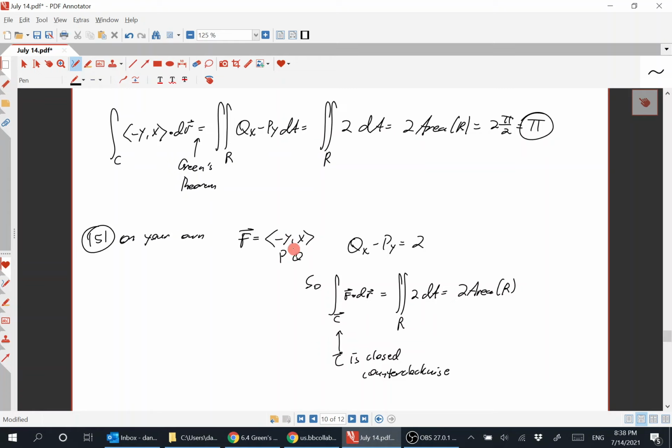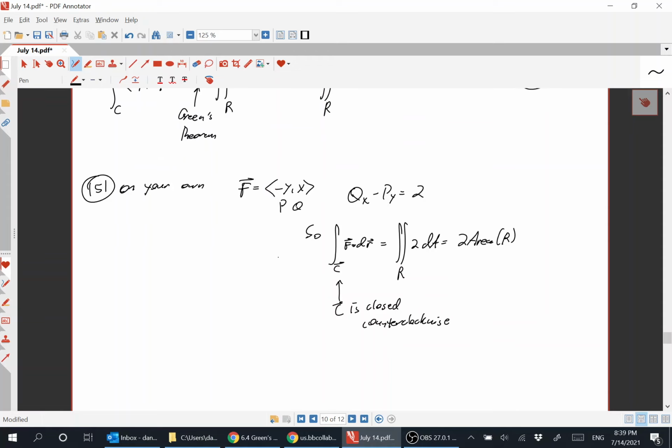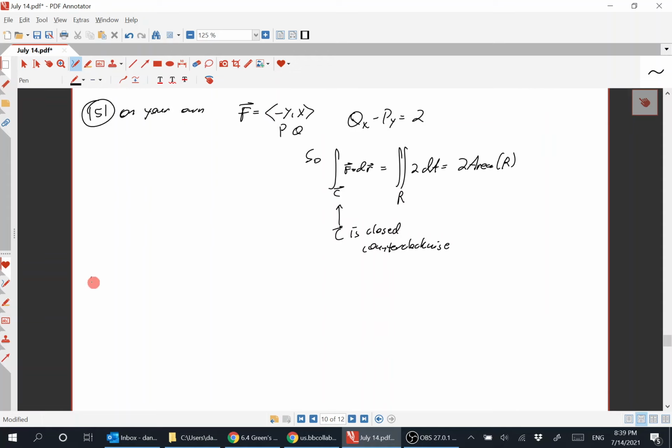And that's what's kind of cool about that vector field, is that it's related to the area, because this quantity just becomes 2. So if you want the actual area, you just divide by 2. So 1/2 of that vector field: minus 1/2 y, comma 1/2 x. So that's 151, 152.